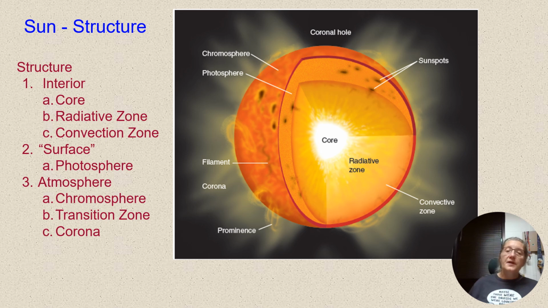Above the photosphere, we have thin layers of the chromosphere and the transition zone, and then we have the very thin, hot, tenuous outer layer, which is the solar corona, okay? And the solar wind, which is a stream of charged particles that leave the sun, is created in this outer layer of the atmosphere of the sun.